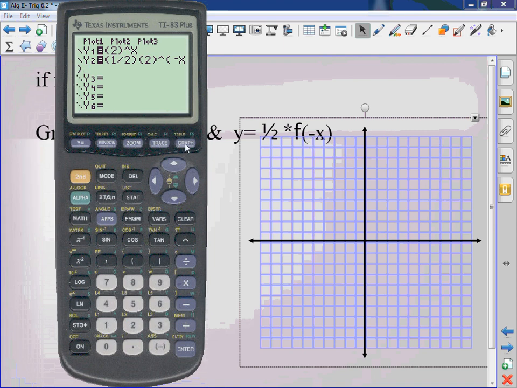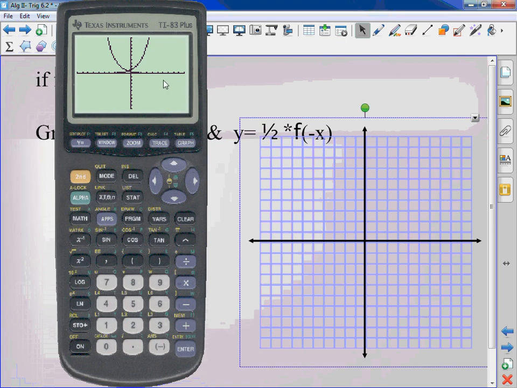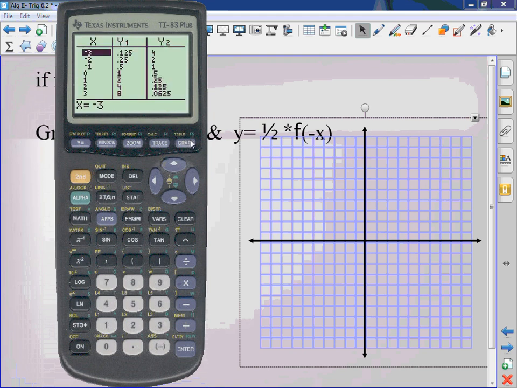If I graph that, there's the original. There's the second one. Why is it this way? Because of the half. It made it go the other way. Oh, yeah, because half is less than 1, so it decreases. Right.